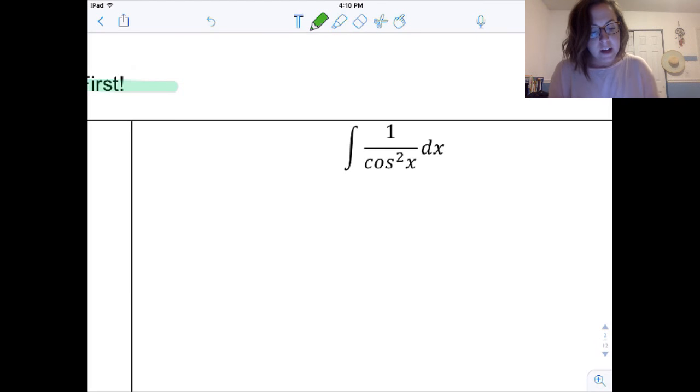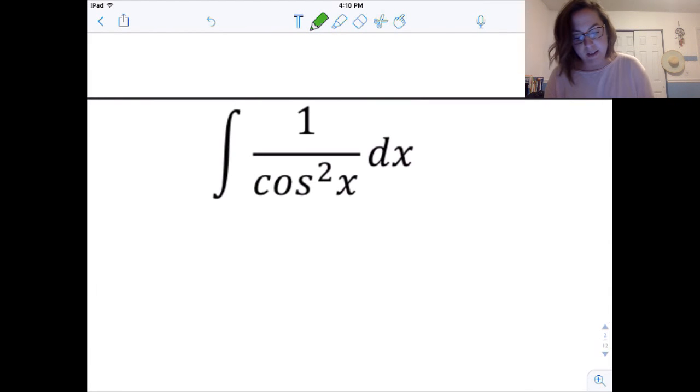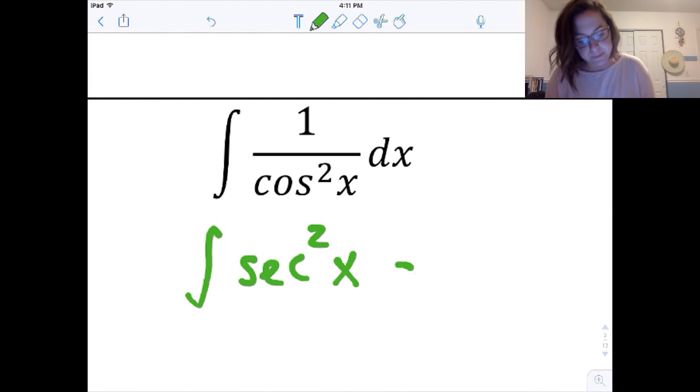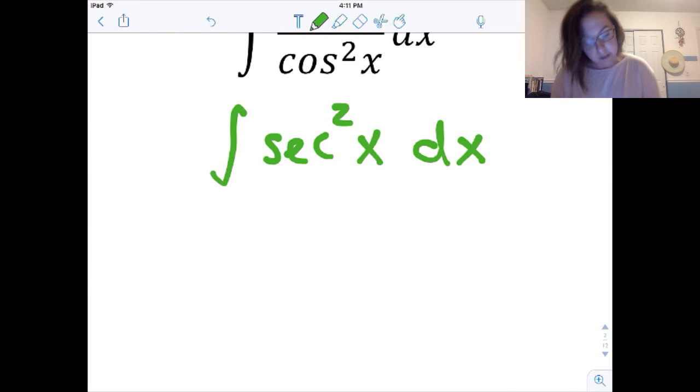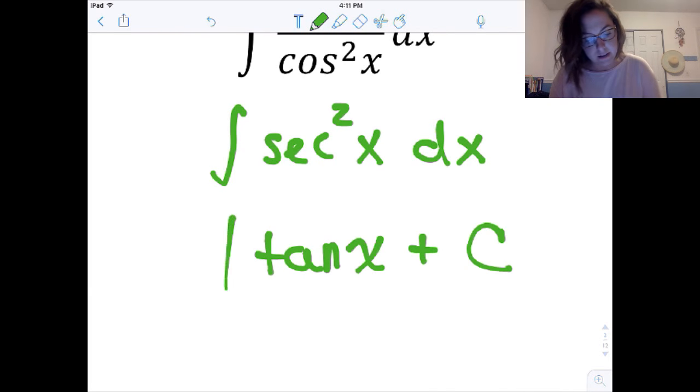Cosine squared, 1 over cosine squared, is really the same as secant squared. So this is the integral of secant squared. And now, I know that secant squared is the derivative of a function that I know. Secant squared is the derivative of tangent. So this would just be tangent x plus c. And you're done.